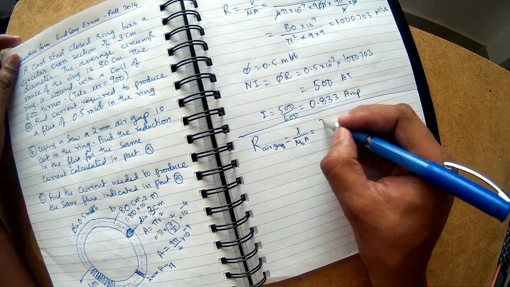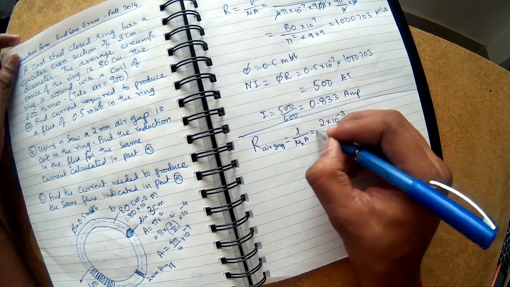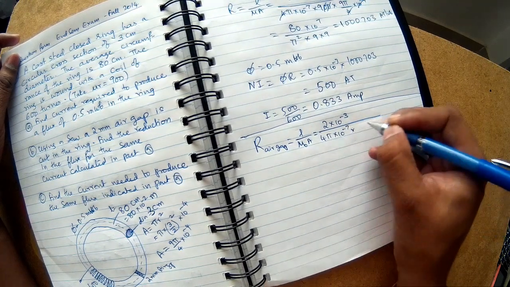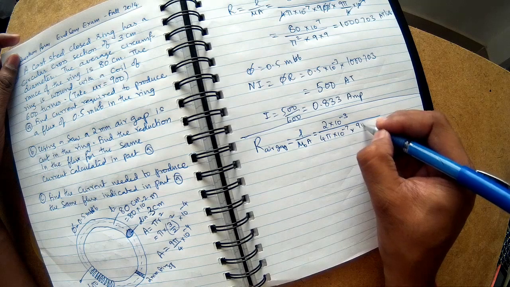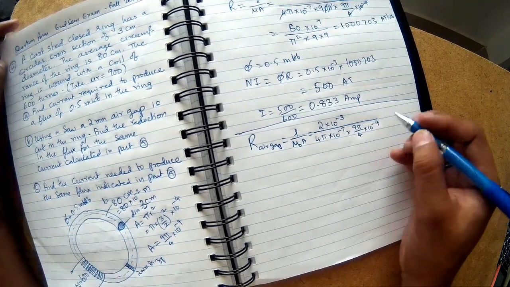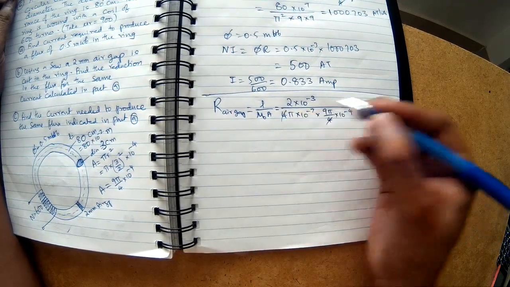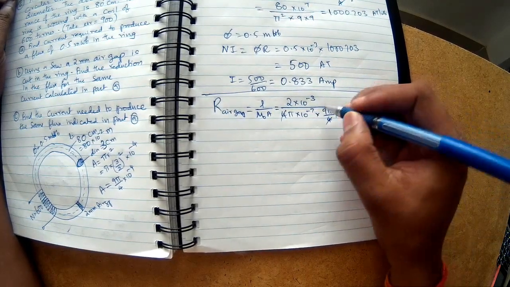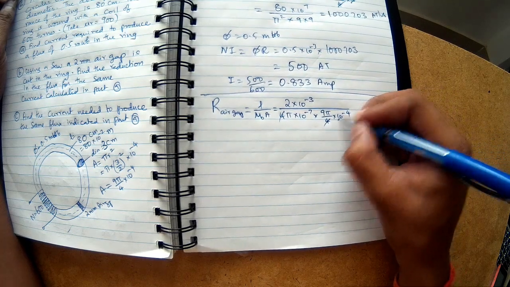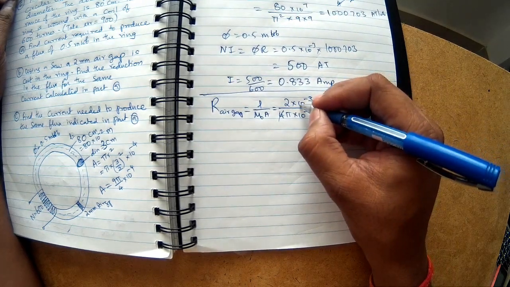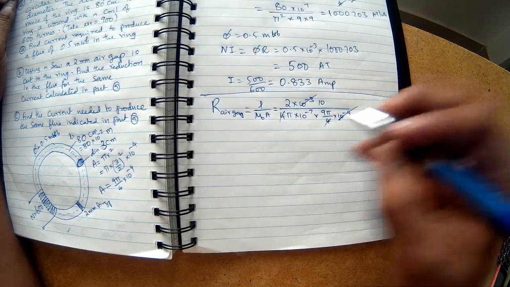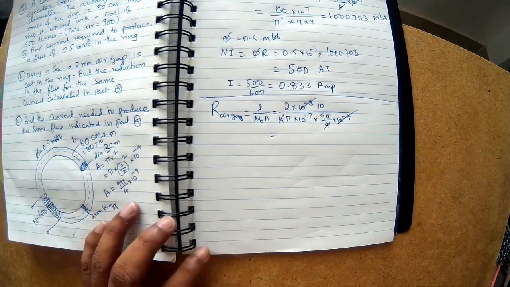L is 2 mm, so 2 into 10 power minus 3. And then mu naught is 4 pi into 10 power minus 7. And the area is 9 pi by 4 into 10 power minus 4. This is my area. So 4 gets cancelled, and 10 power minus 4 will go into the numerator and it will become 10. This is what I'll simplify now.